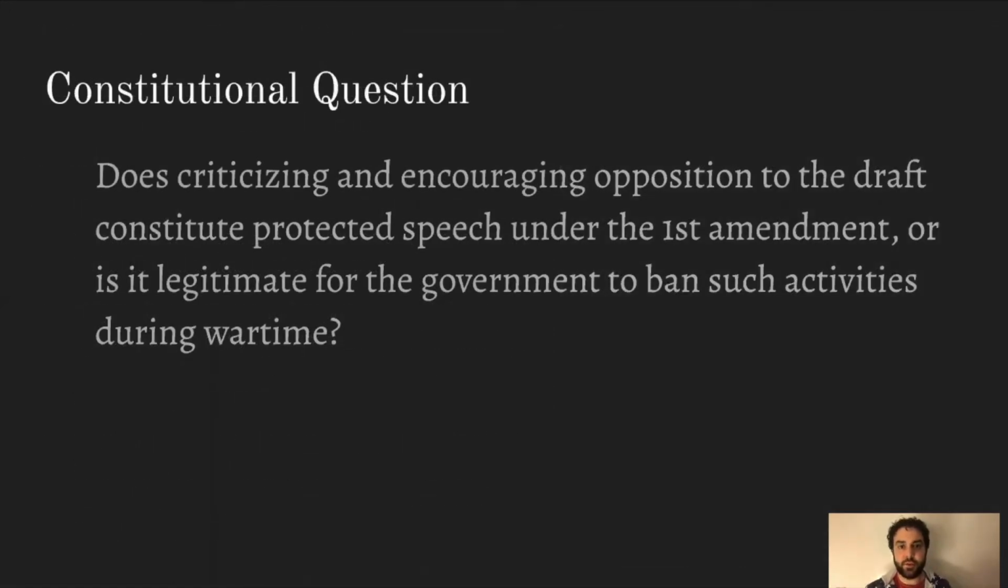So the constitutional issue raised in this case was this: does criticizing and encouraging opposition to the draft constitute protected speech under the First Amendment, or is it legitimate for the government to ban such activities during wartime?